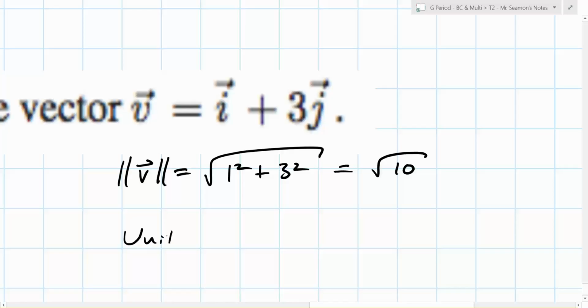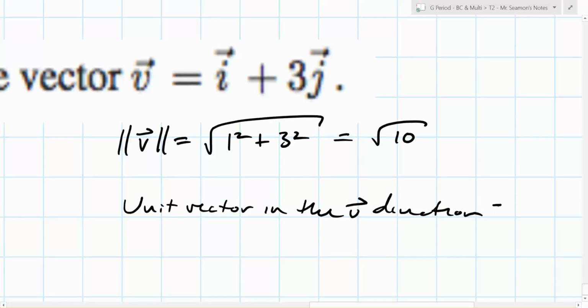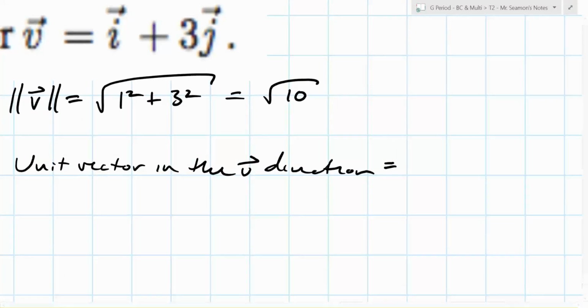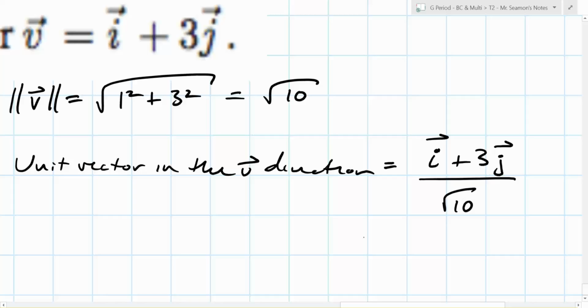Can you tell me what the unit vector is going in the v direction? So what is the unit vector in the v direction? Can someone tell me what it is? You have all the information you need right there. What's it going to be? i plus 3j all over what? Root 10. Exactly.